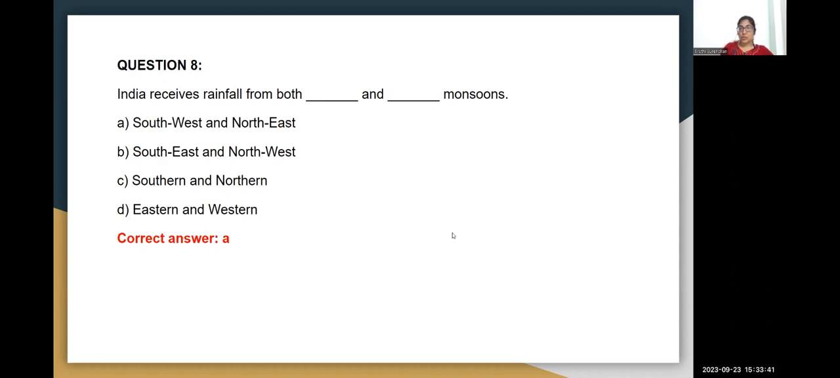So India has got two types of monsoon season, the southwest monsoon and the northeast monsoon. The southwest monsoon is the major type of monsoon, which gives us 75% of the rainfall. For the northeast monsoon, some parts of the country get major rainfalls from it. So India receives rainfall from both of these seasons. So the major two monsoon seasons are the southwest monsoon and the northeast monsoon.